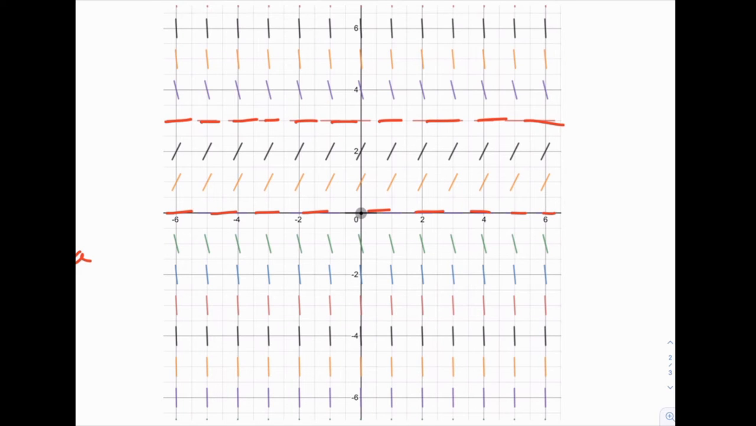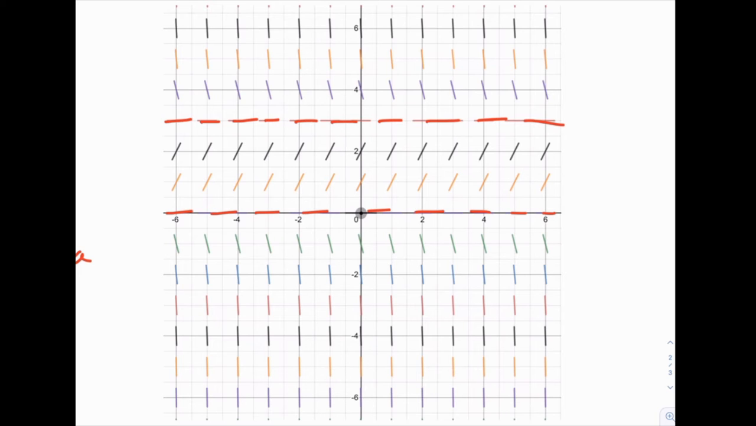And you can actually use that to identify which slope field matches which equation. If you look at a differential equation and you can pick out what the equilibrium solution should be, and then you have a set of slope fields to pick from, you can figure out which slope field matches that equation based on which slope field has the equilibrium solutions at the right place.